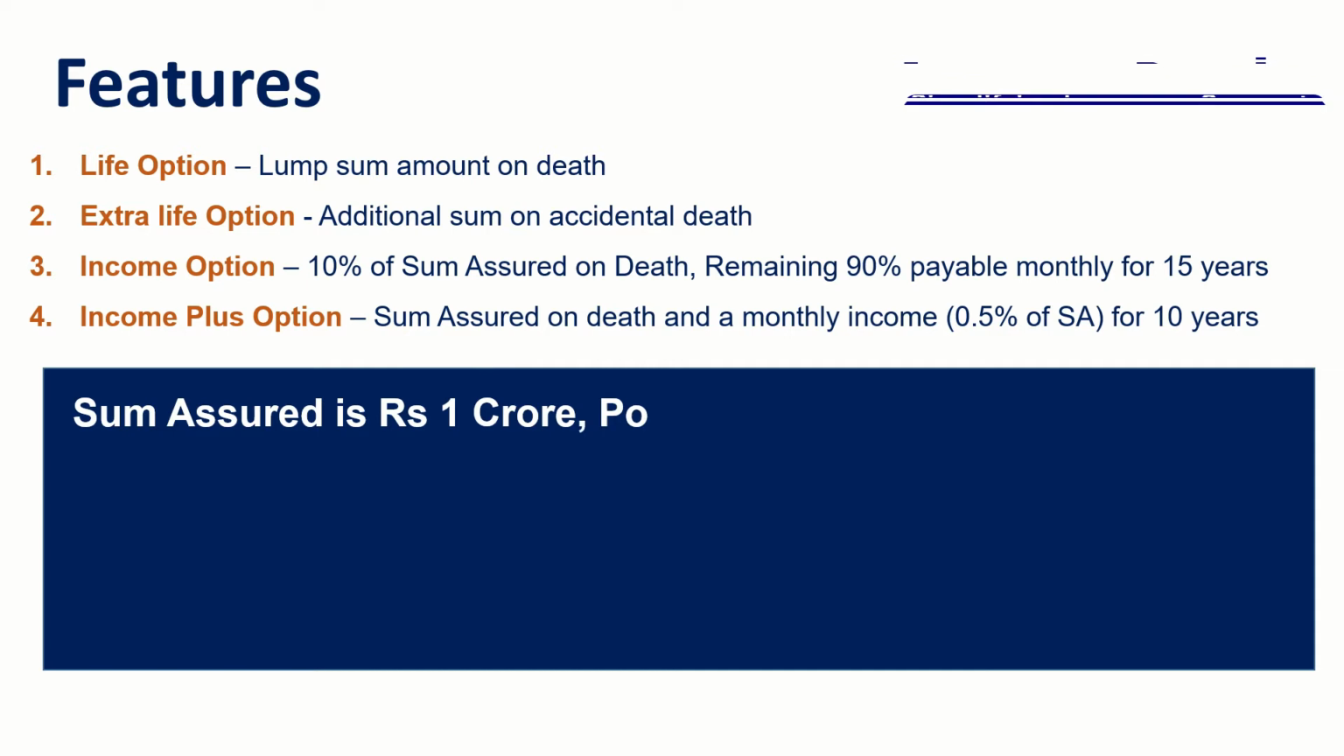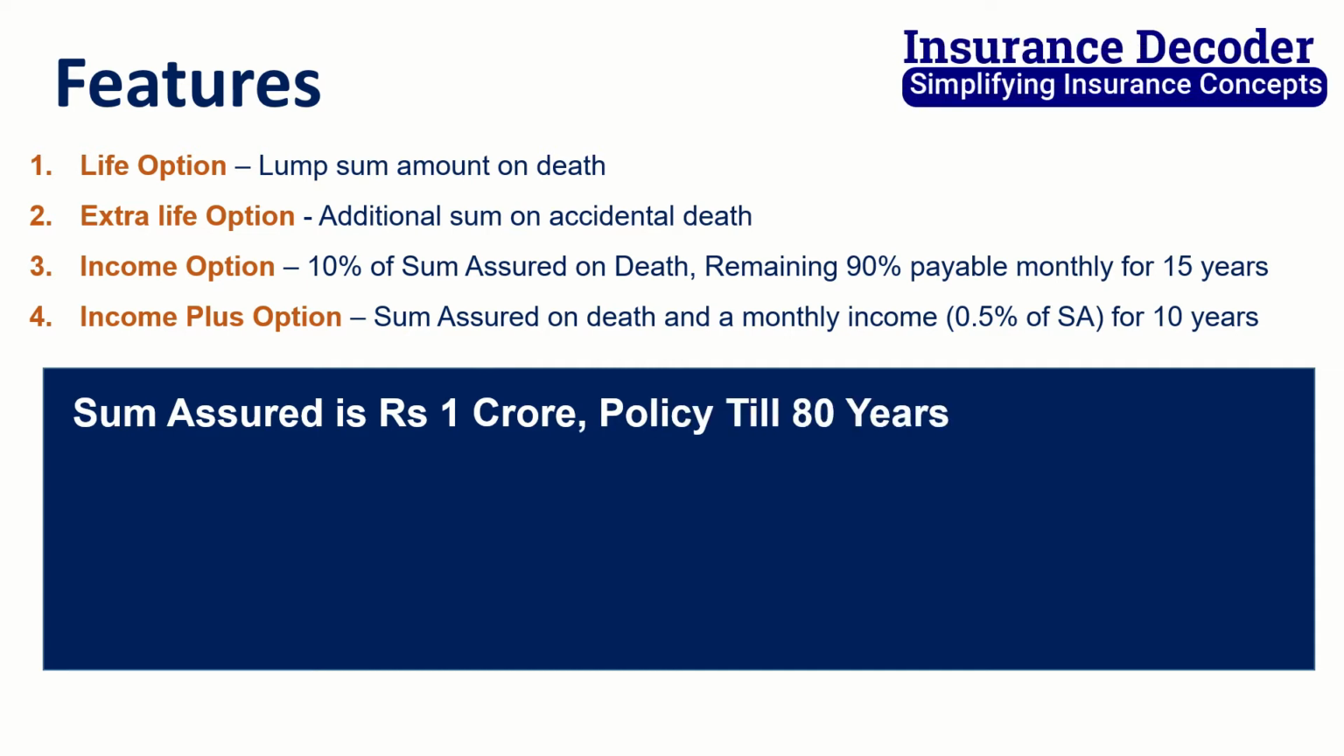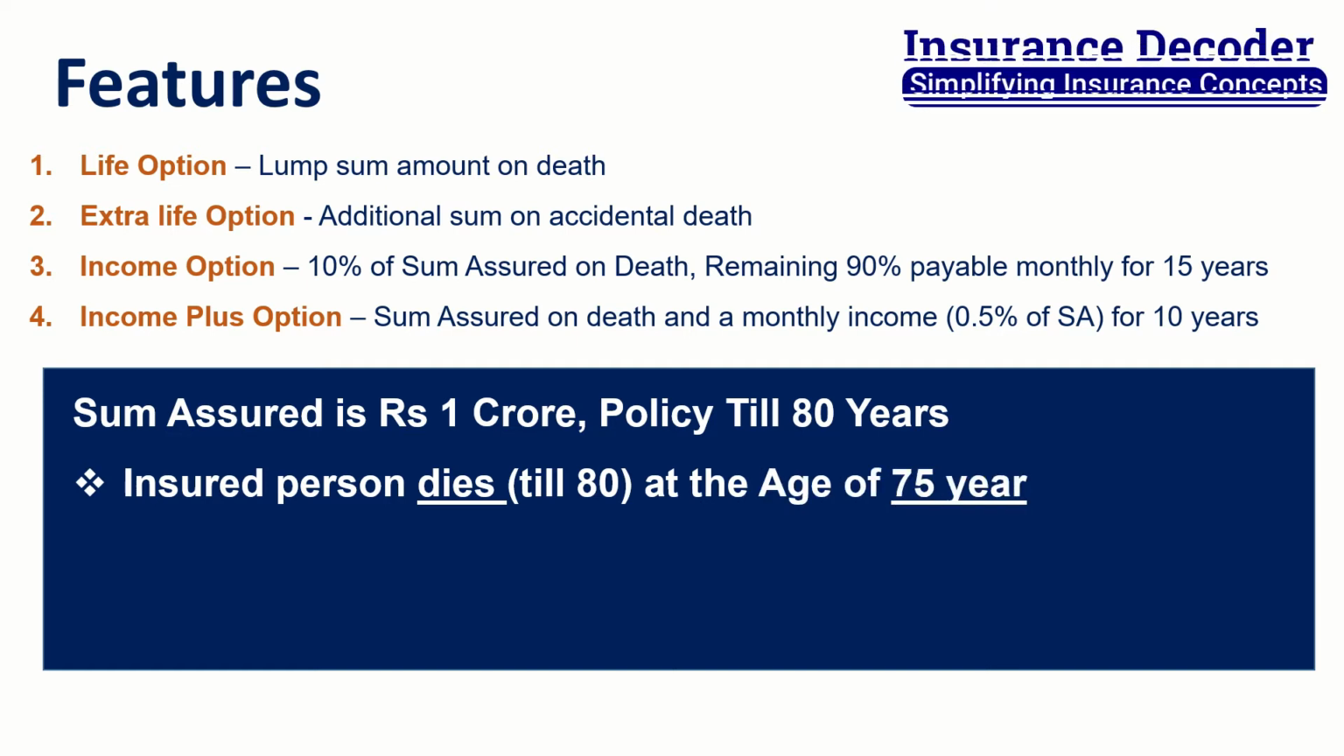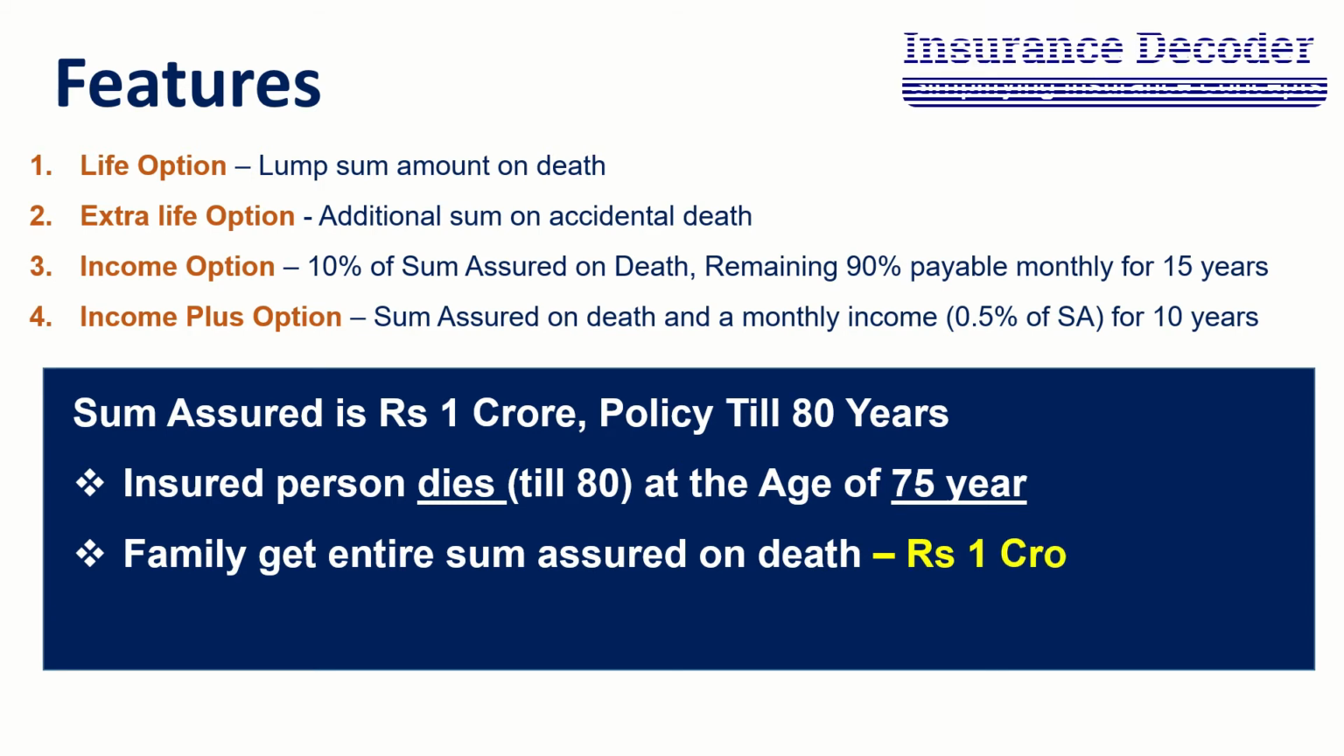So sum assured is say rupees 1 crore, policy till 80 years. So if the insured person dies at the age of 75 years, then the family gets the entire sum assured on death, that is 1 crore rupees.